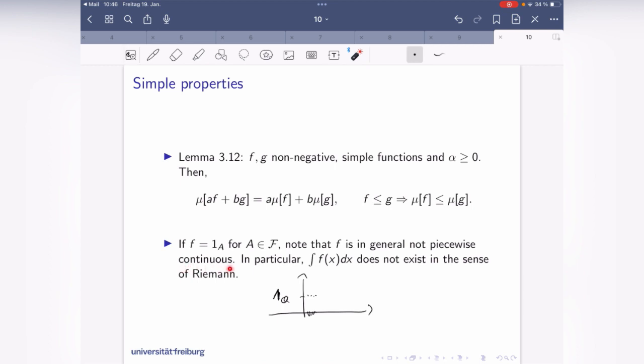And why am I saying this? I'm saying this because you're used to writing an integral here, probably for f which is piecewise continuous. And that means the indicator function cannot be evaluated using the Riemann integral, which uses these piecewise continuous functions. We are going to define a more general integral, where we are able to integrate, for example, this indicator function of Q.